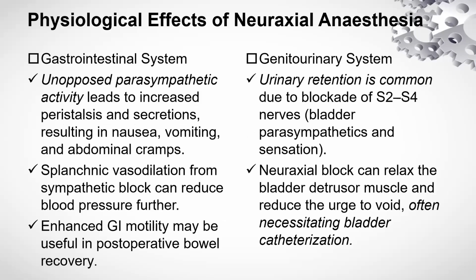In the genitourinary system, urinary retention is common due to blockage of S2 to S4 nerves that supply the bladder. Neuraxial block can relax the bladder detrusor muscle and reduce the urge to void. And this is why we usually catheterize our patients that we give spinal to, apart from monitoring urine output, because of the blockage of the detrusor muscle and reduced urge to void.